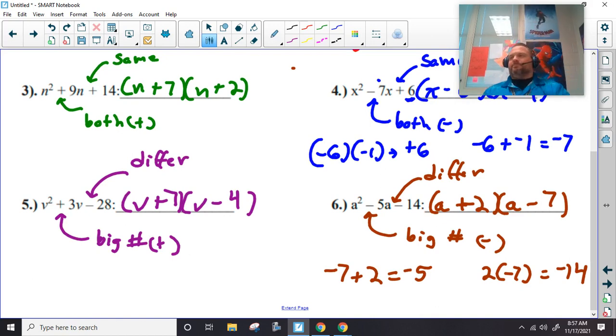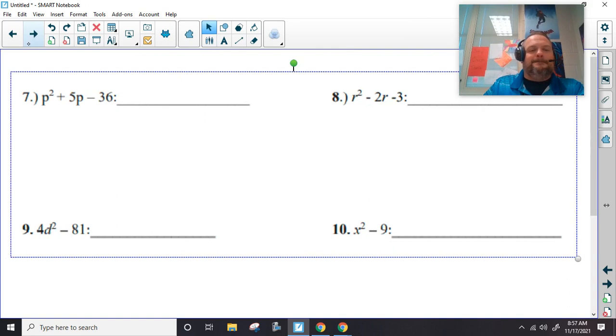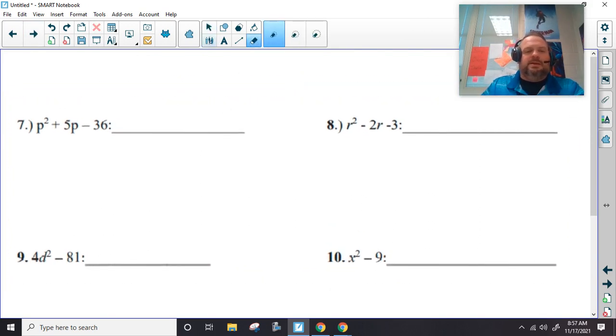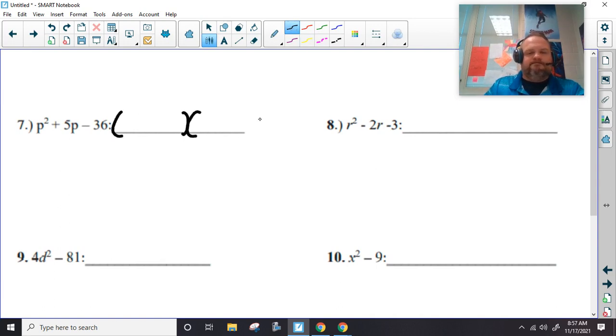All right. Are we good with numbers 1 through 6? Besides the confusion on number 4 that I'll deal with later. Okay. All right. So, working on the number 7. P here, P here. All right.